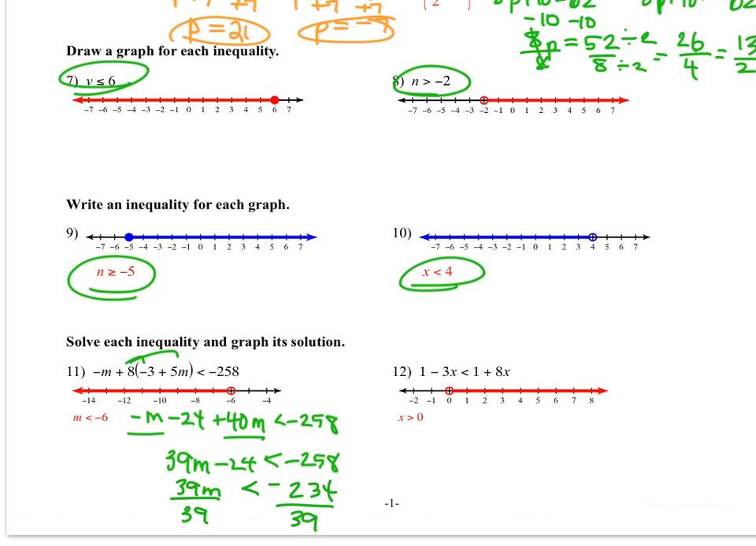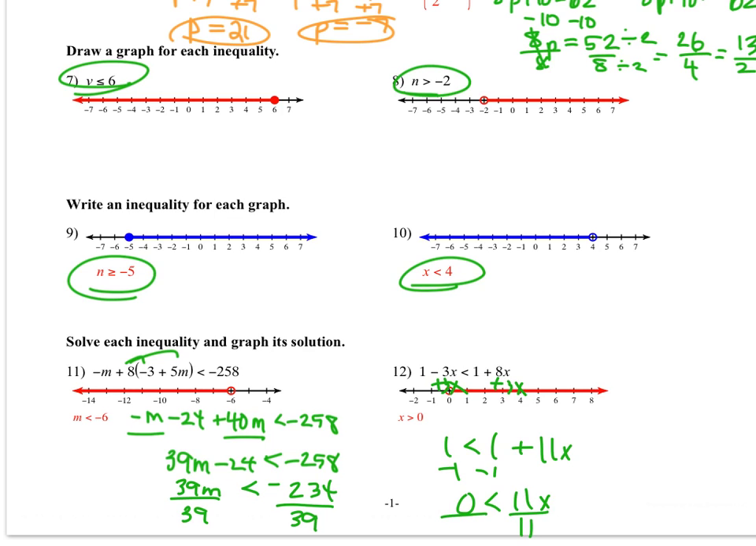Okay, question 12, if I subtract 8, well, I'm going to do this the way that I saw most of you do this today. Most people decided to add 3x to both sides, plus 3x. All right, so they got 1 was less than 1 plus 11x, minus 1, so 0 is less than 11x.